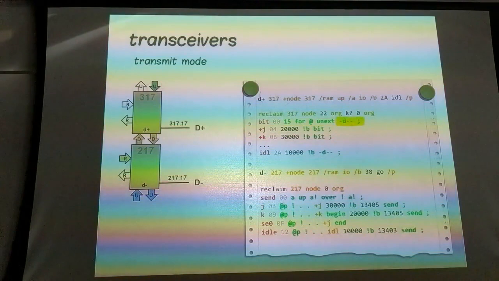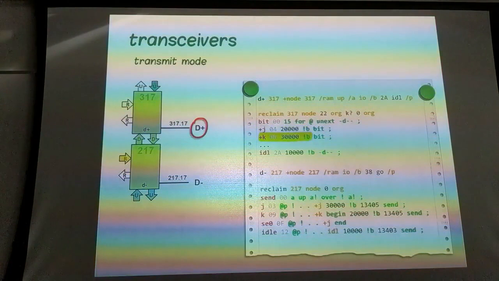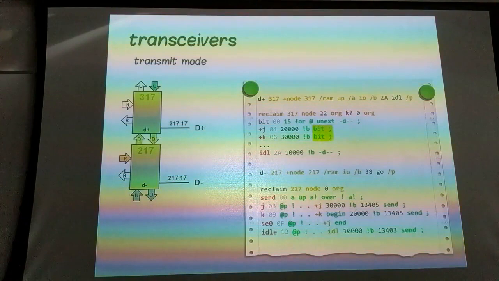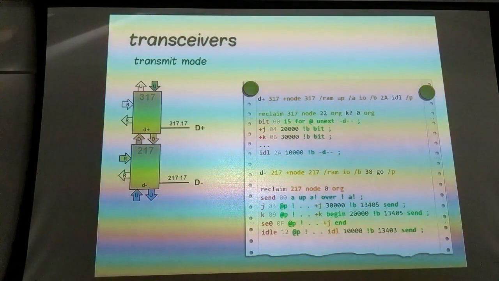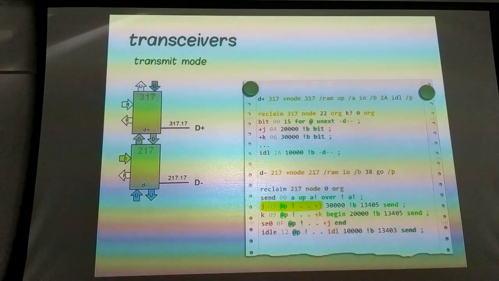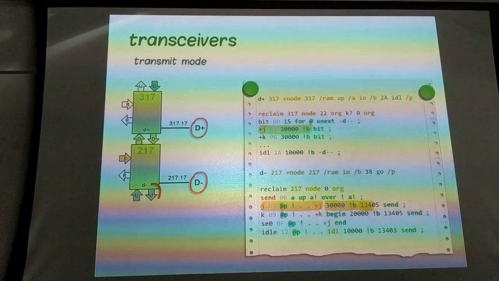Let's see how transceivers work in transmit mode. There's word bit in node 317. This word contains a 4 micronext loop that fetches 16 times from the up port. This takes 16 clock periods, which is the length of 1 bit. Then we jump back to the down port. Next, we have two words controlling the state of the D plus line. Plus J sets the line low, while plus K sets it high. Notice that both words end with a call to bit, which separates two consecutive calls by exactly 1 bit time. This creates the basic transmit timing mechanism.